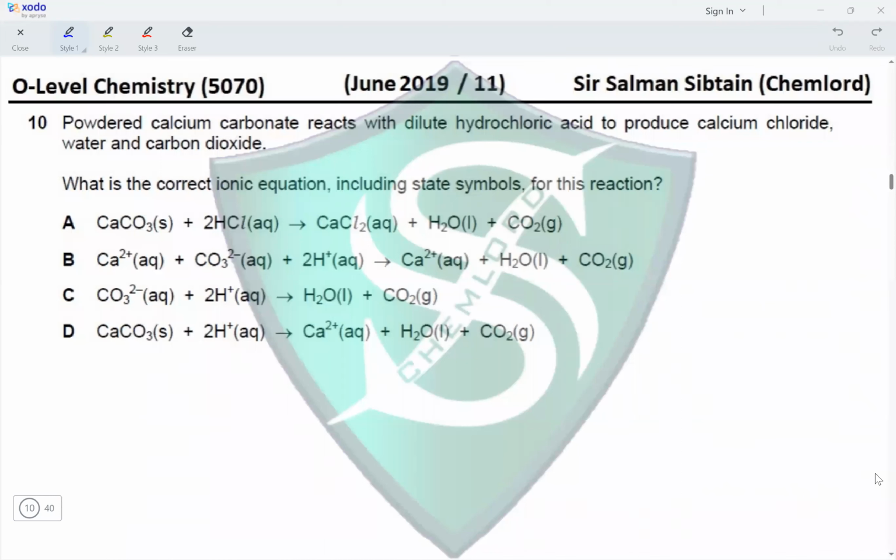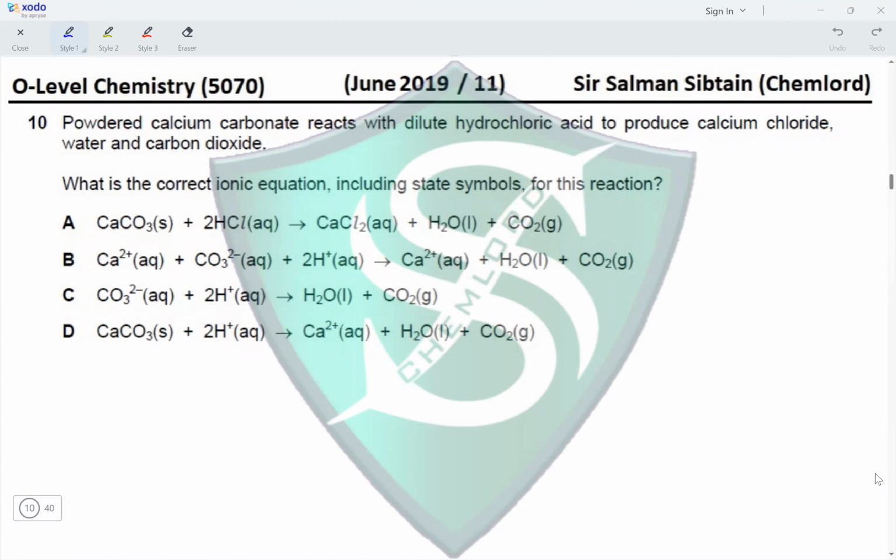Question 10. Powdered calcium carbonate reacts with dilute hydrochloric acid to produce calcium chloride, water, and carbon dioxide. What is the correct ionic equation, including state symbols for this reaction? A. Calcium carbonate solid plus 2HCl aqueous gives CaCl2 aqueous plus H2O liquid plus CO2 gas. Okay, this equation as an equation to represent the reaction taking place is 100% correct.